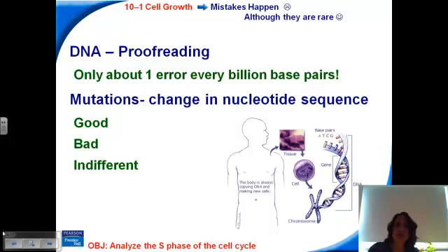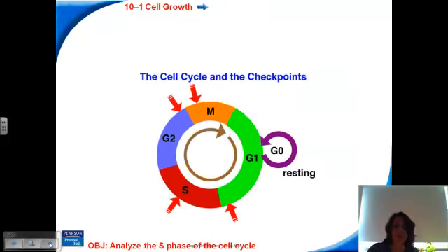Some mutations are good. Rarely they're good, but sometimes they're good. Most of the time the mutations are bad, and sometimes they're indifferent. But if we didn't have any good mutations, we wouldn't have any change in organisms over time. So all of the differences that we see in DNA in different organisms was due to some mutation at some point that was good for that organism. Oftentimes, though, they're bad. Sometimes they're indifferent. They're in an area that doesn't really make a difference.